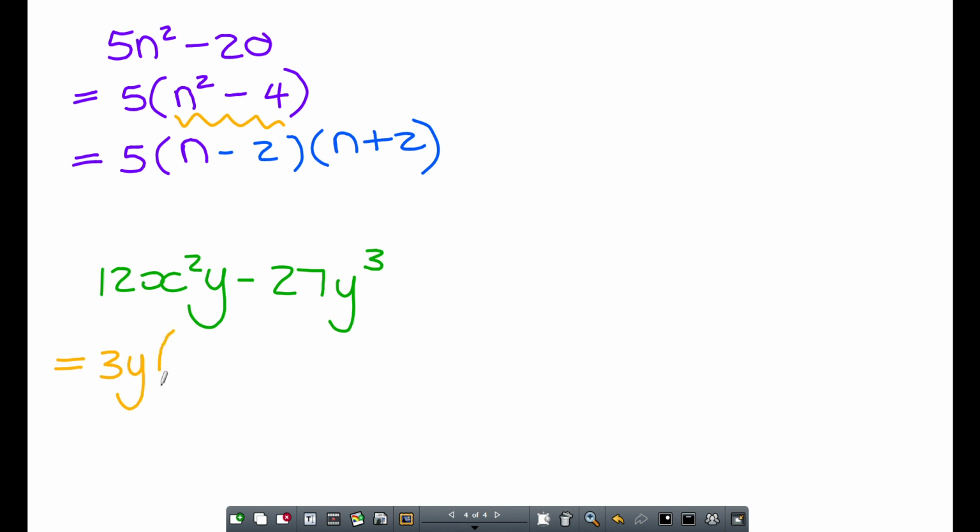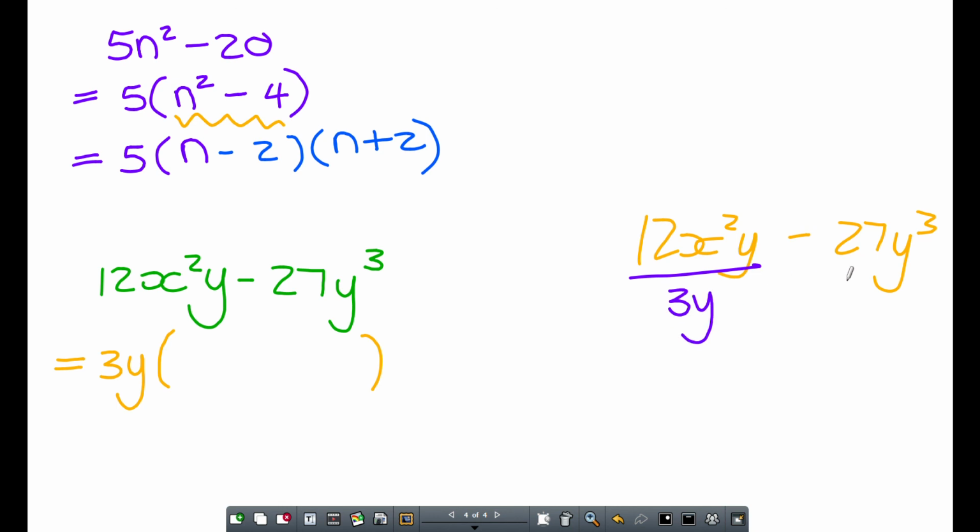Then we have a bracket to show after I take that out, this will be left. So let's look at what will be left. Okay, so I'm going to put all of them over 3y. This is how we did common factor, remember last term? Okay, so 3 will go into itself once, 3 will go in there 4 times. This y cancels out with that y. So what's left here? 4x to the power of 2.